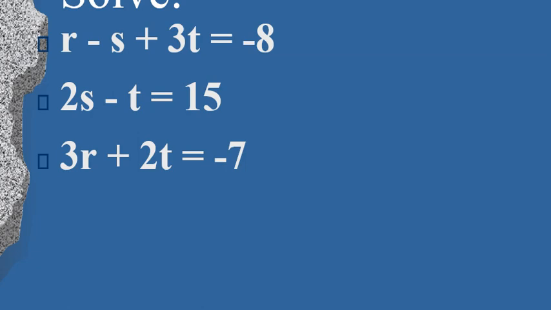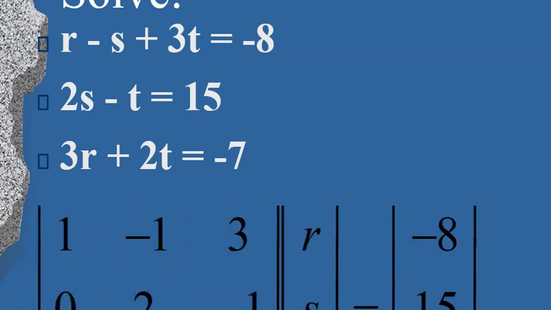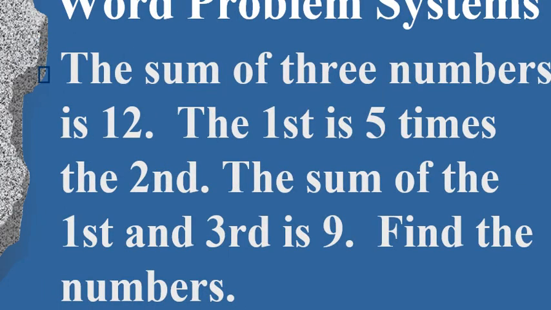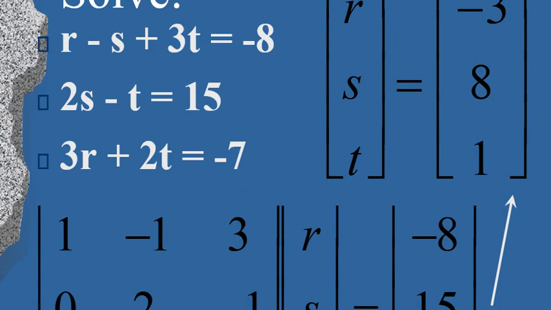Right? So if we're going to finish it up, it's just exactly like how we have it on the board. 1, -1, 3, 0, 2, -1, 3, 0, 2, R, S, T, -8, 15, and -7. Okay? If we're going to solve, remember, we just take this big one right here, to the -1, times -8, 15, -7, and we get our answer. Our answer is -3, 8, and 1.